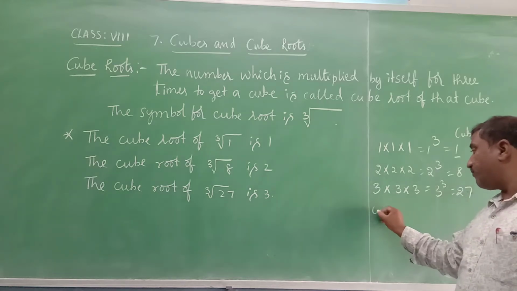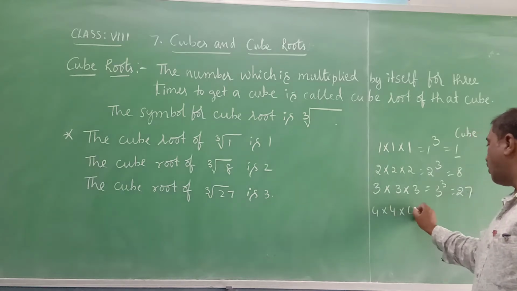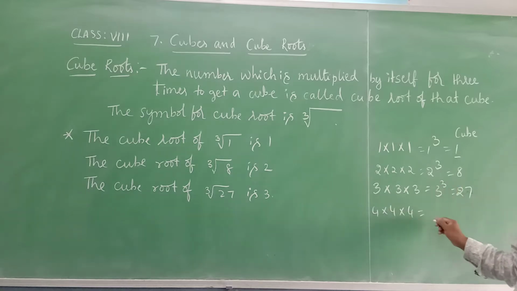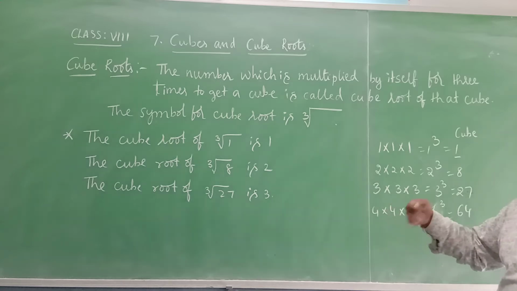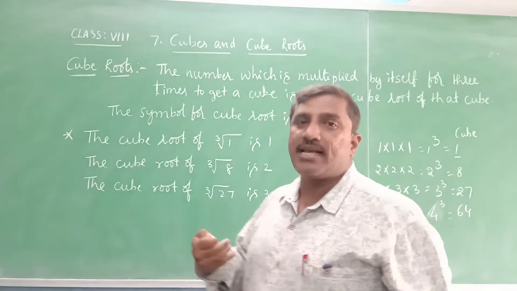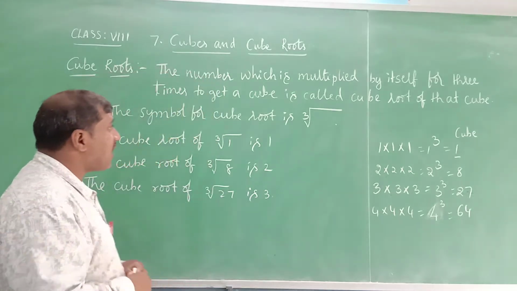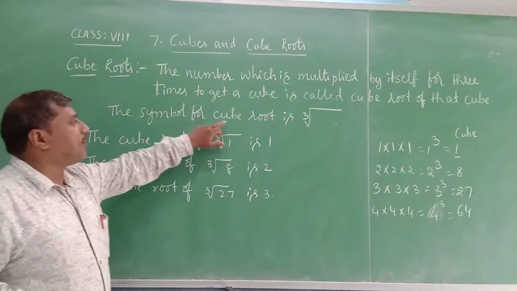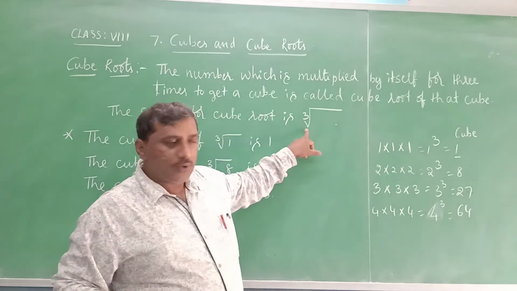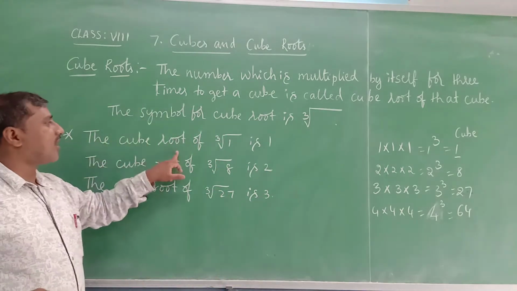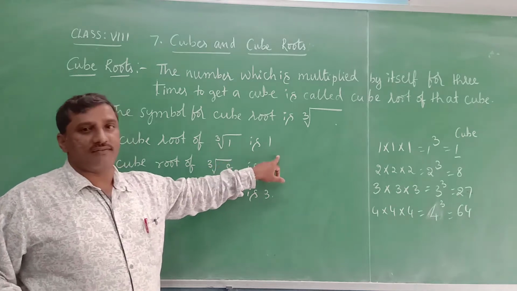Similarly, if you multiply 4 into 4 into 4, 4 4s are 16, 16 4s are 64. That is 4 to the power of 3. 4 cube equals 64. Now the cube root of 64 is 4 because 4 is multiplied by itself 3 times. And this is the symbol for cube root.